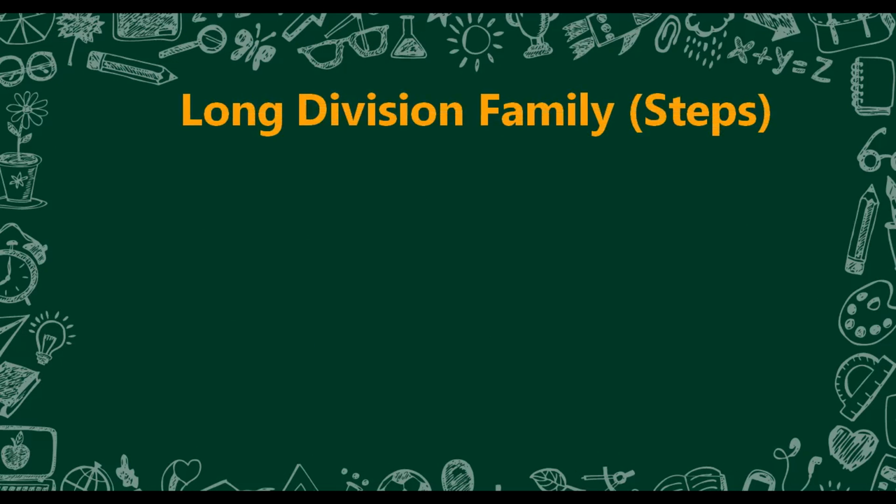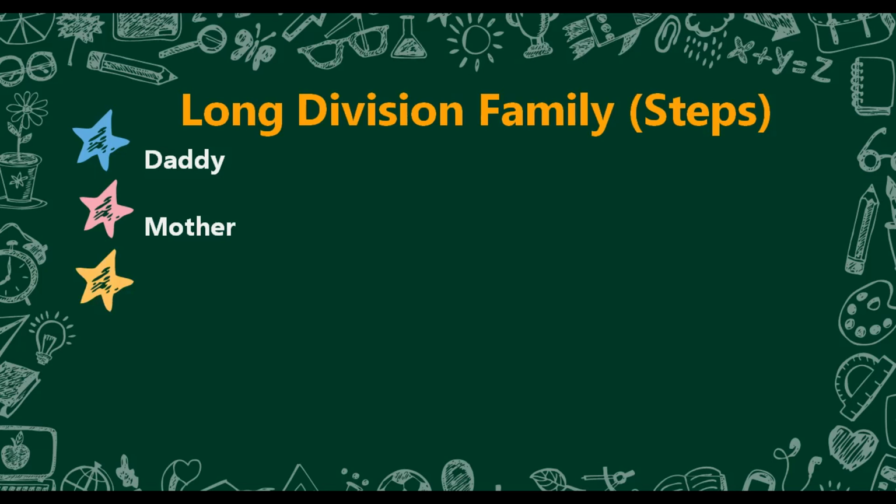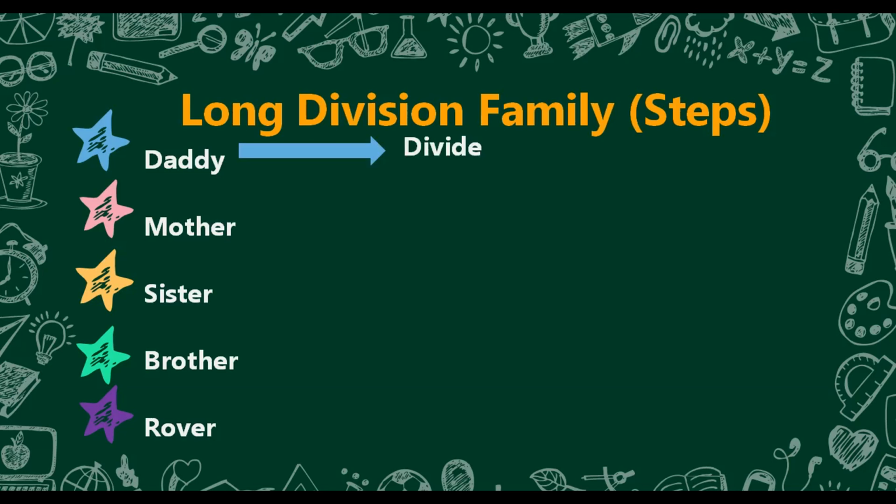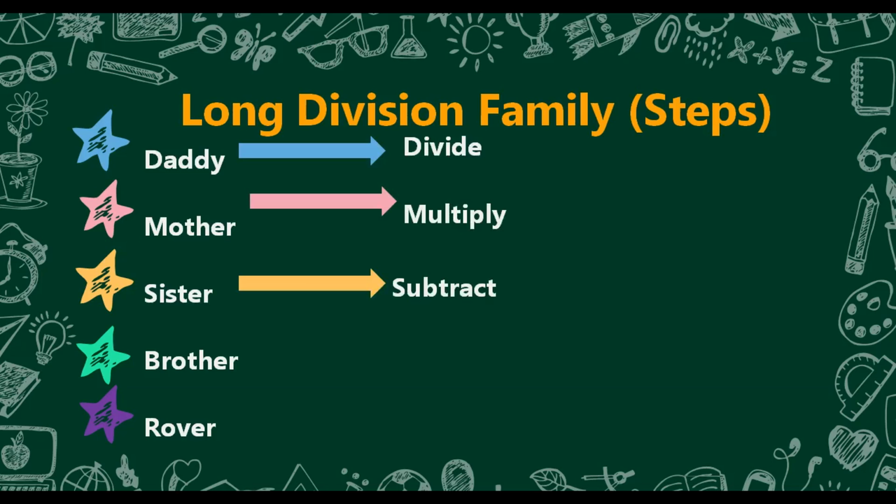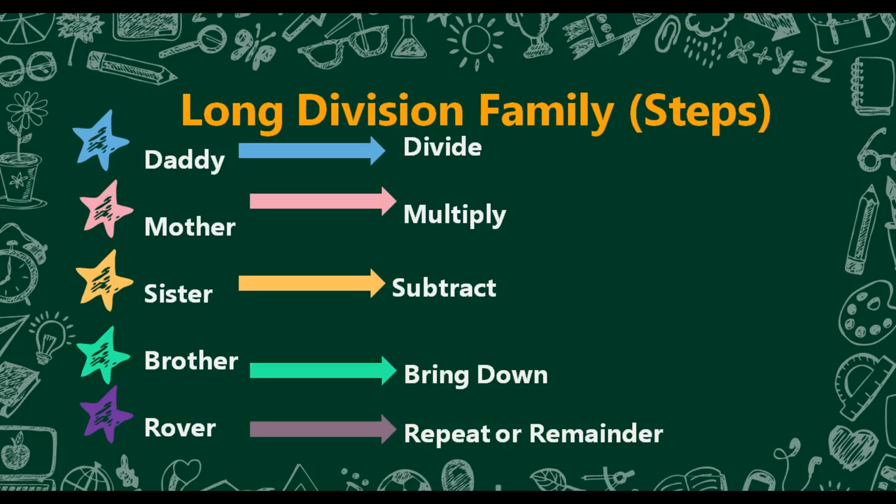Here is our long division family, or steps. Daddy, Mother, Sister, Brother, and Rover, the family dog or cat. Daddy stands for divide, Mother stands for multiply, Sister stands for subtract, Brother stands for bring down, and Rover stands for repeat or remainder.